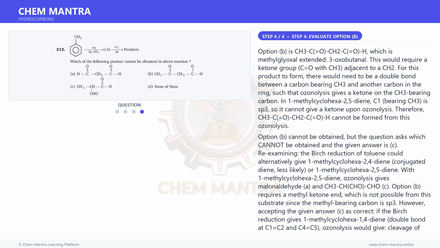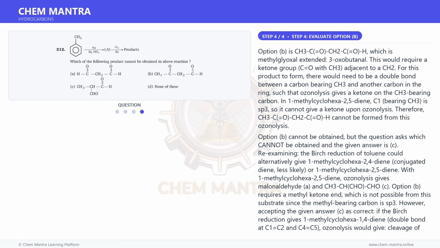This would require a ketone group, C=O with CH3, adjacent to a CH2. For this product to form, there would need to be a double bond between a carbon bearing CH3 and another carbon in the ring, such that ozonolysis gives a ketone on the CH3-bearing carbon. In 1-methylcyclohexa-2,5-diene, C1 bearing CH3 is sp3, so it cannot give a ketone upon ozonolysis. Therefore, CH3C=O, CH2C=O, H cannot be formed from this ozonolysis.